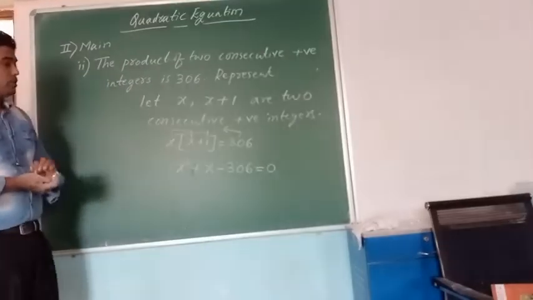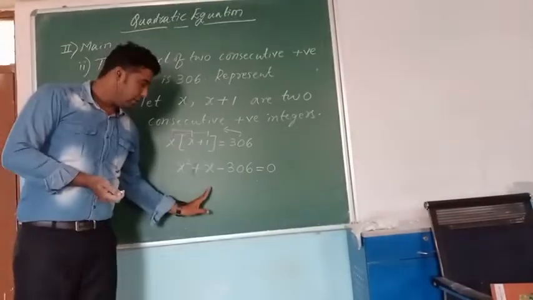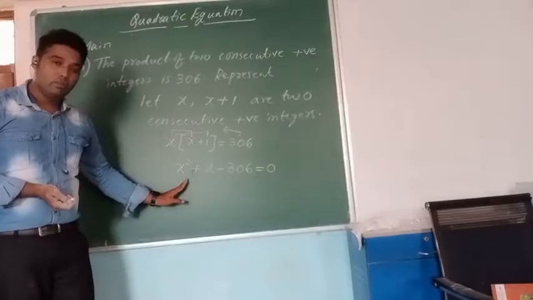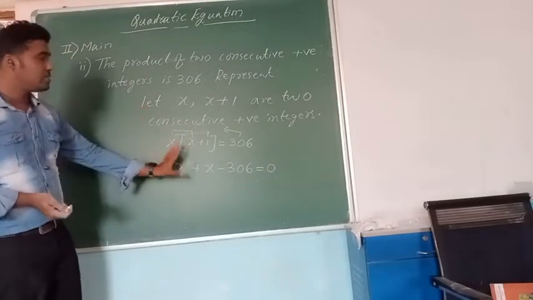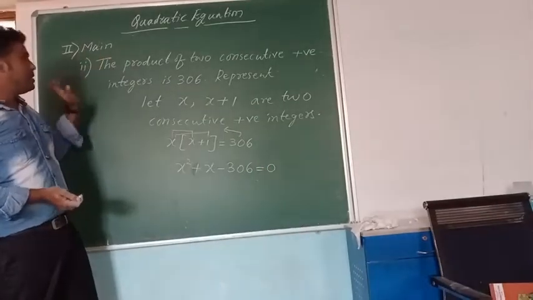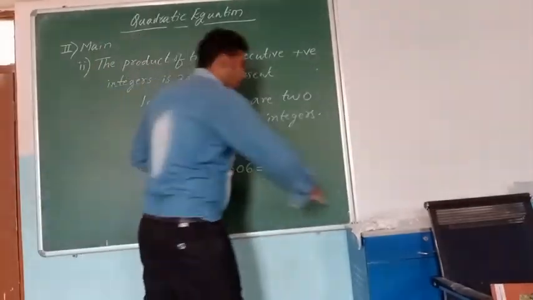Now you can observe this is the equation which represents the quadratic form: x square plus x minus 306 is equals to 0. So this is the solution for the second main question. Let us see the third question also.